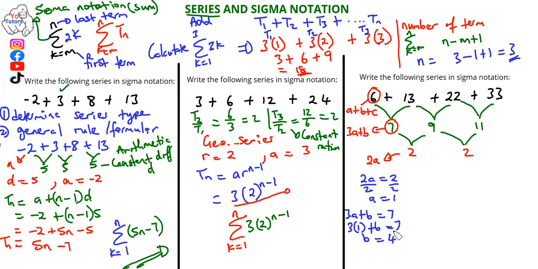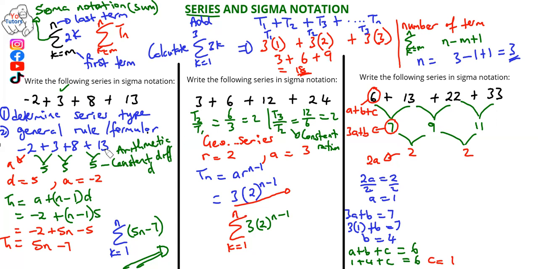So now we have a and b, so we can now look for c. So a plus b plus c is going to give us 6. Then we have a is 1, plus 4, plus c, is going to give us 6. Then to get c, c is going to be equal to 6 minus 5, because 1 plus 4 is 5, which is going to give us 1. So c is equal to 1.